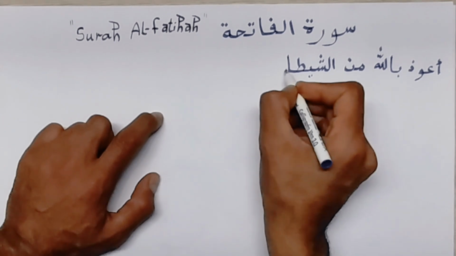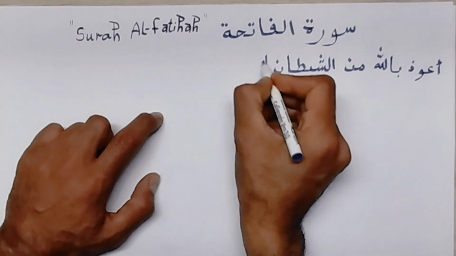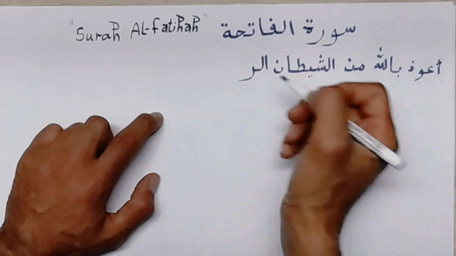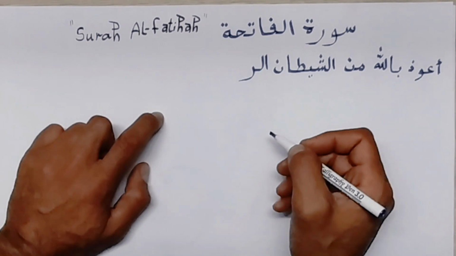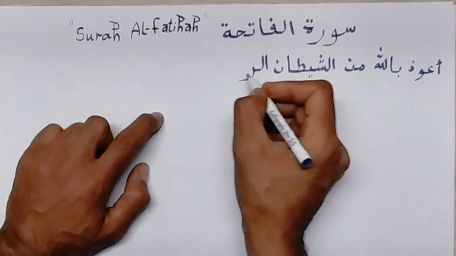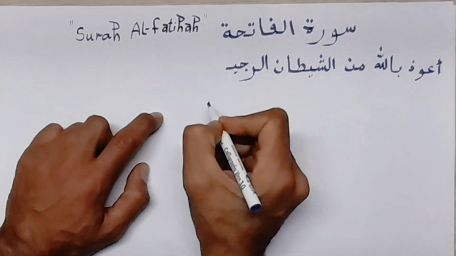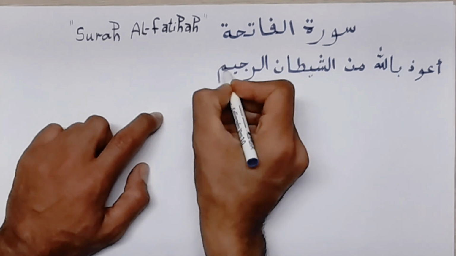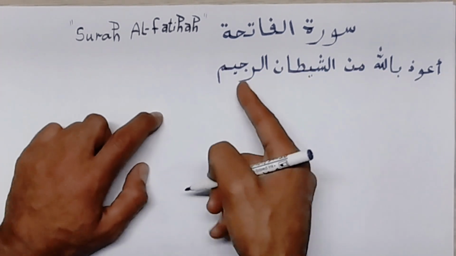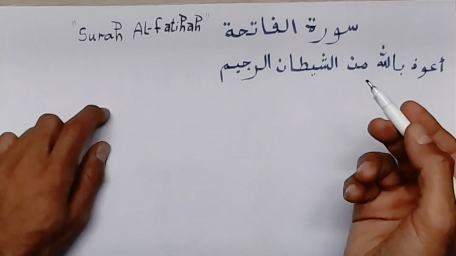Shaytani. Arra, of course, al-alif lam are the definite article of Arabic, which is the. Arra, j, جيم. أعوذ بالله من الشيطان الرجيم. Okay, now we are going to put حركات.